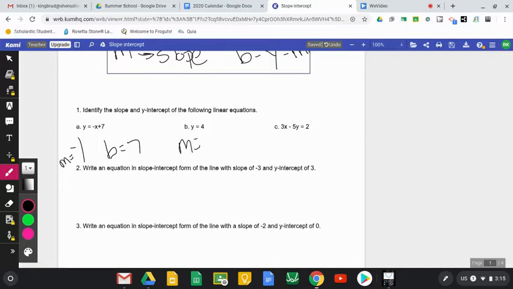This one, there is no x here. So how would I get rid of my x? Well, y equals 4, if you graph it on your calculator, it's a line that looks like this. That has a slope of 0. My b, well, that's going to be 4.